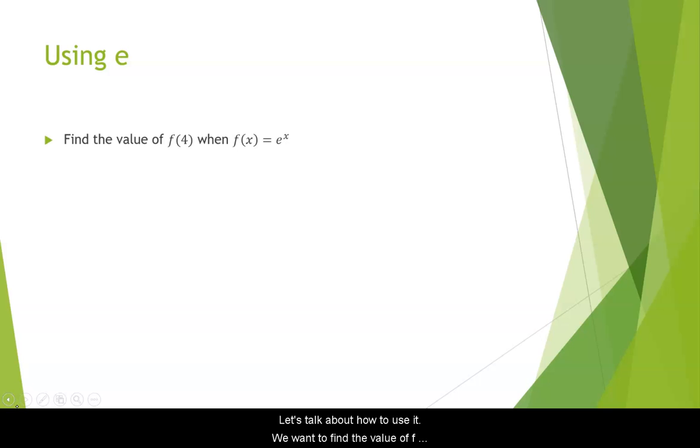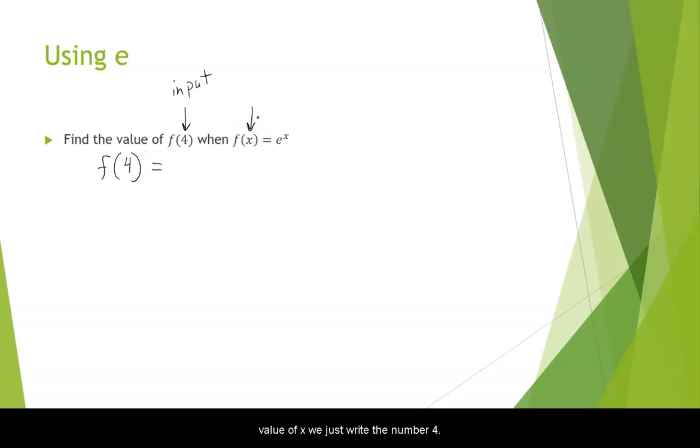Let's talk about how to use it. We want to find the value of f of 4 when f of x equals e to the x. This is function notation, and what it means is whatever number is in parentheses here is the input. So asking to find f of 4, what that means is that wherever we have our input value of x, we just write the number 4. So essentially, this question is asking us to find e to the 4th power.